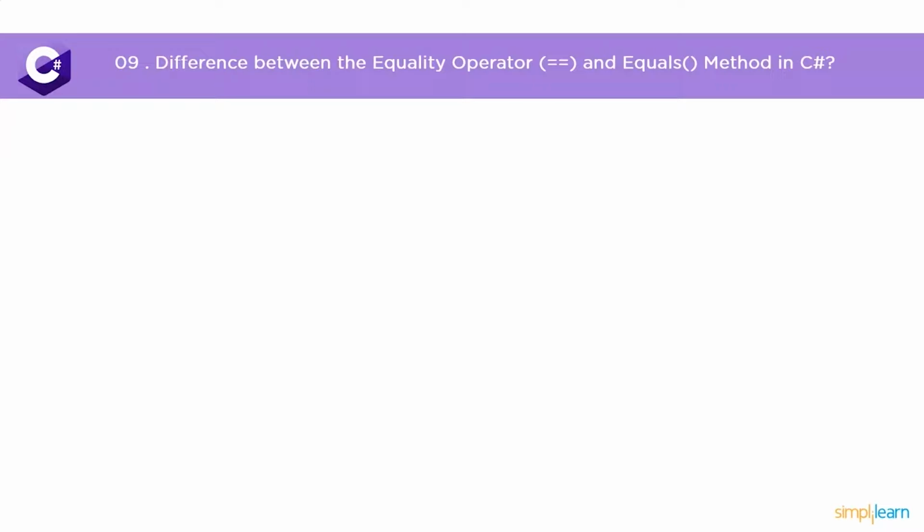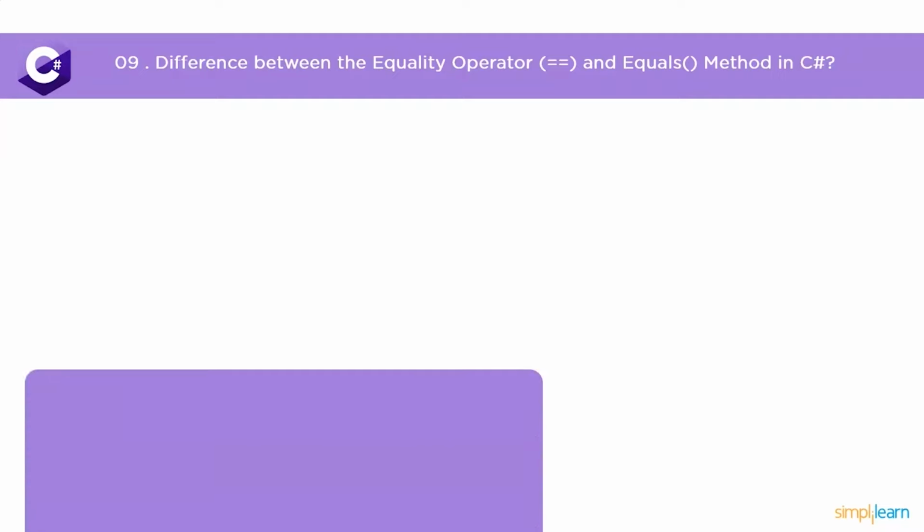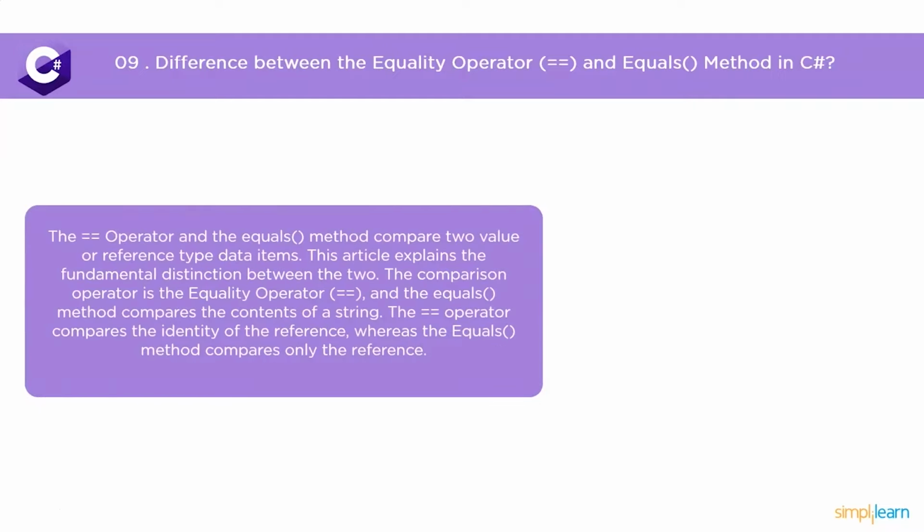Now, the 9th question. What is the difference between equality operator and equals method in C#? The difference between the equality operator, which is double equals to, and equals method in C# is that the double equals operator and the equals method compare two values or reference type data items. This answer explains the fundamental distinction between the two. The comparison operator is the equality operator and the equals method compares the contents of the string. The double equals to operator compares the identity of reference, whereas the equals method compares only the reference.